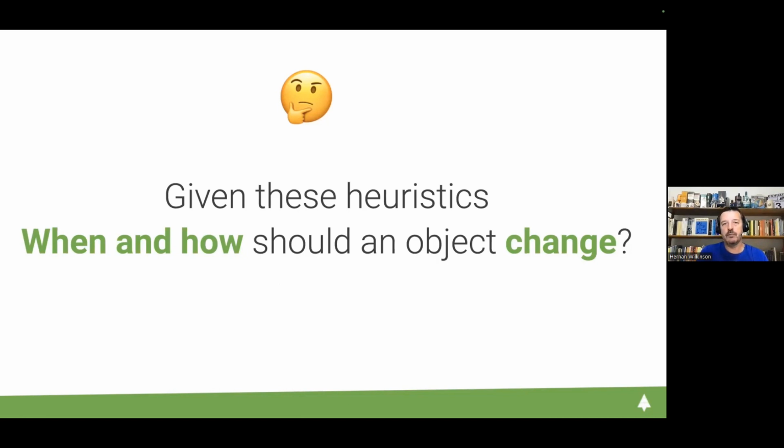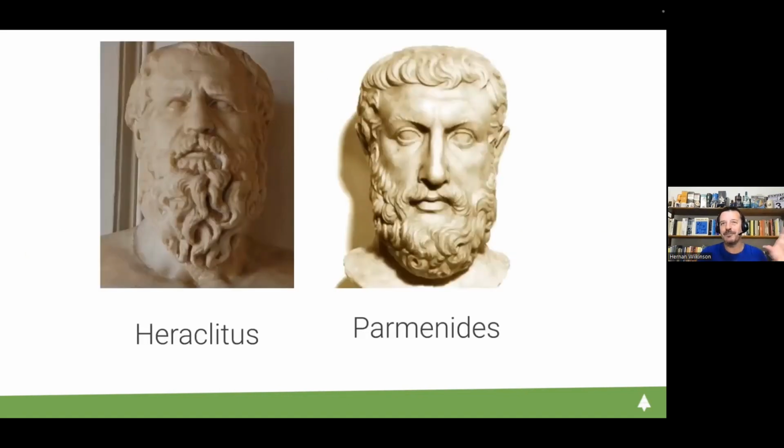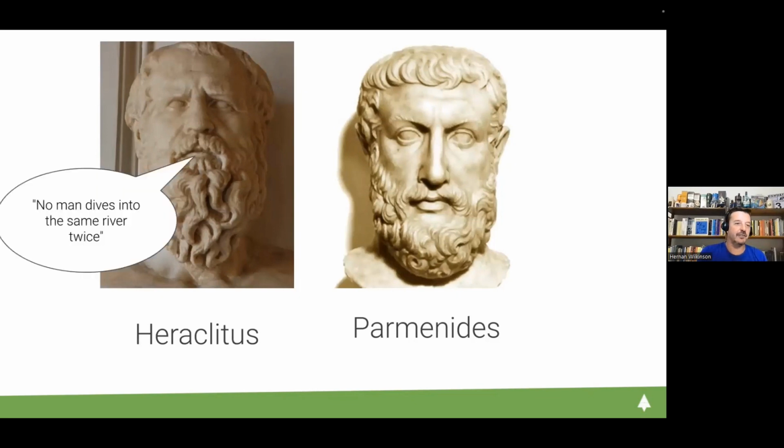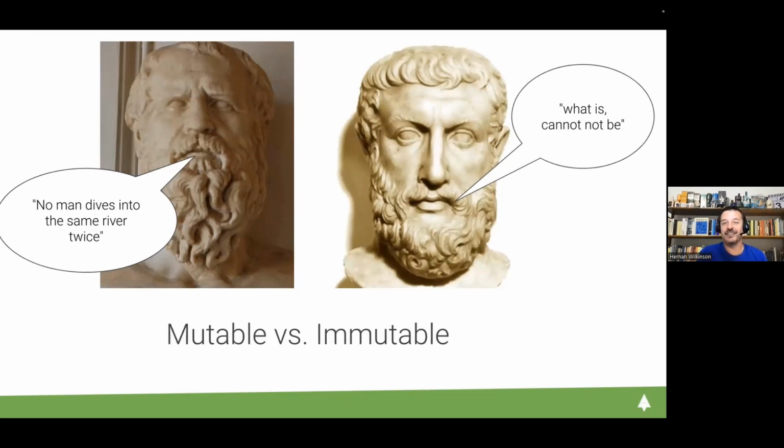So here, this problem goes back a very, very long time ago, to the first problem the Greek philosophers thought about. We have Heraclitus and Parmenides. Heraclitus said, no man dives into the same river twice. And Parmenides says, what is cannot be. It's very clear, like all philosophers. And basically what they're talking about is the difference between mutable and immutable, in this case, objects, related to our profession.